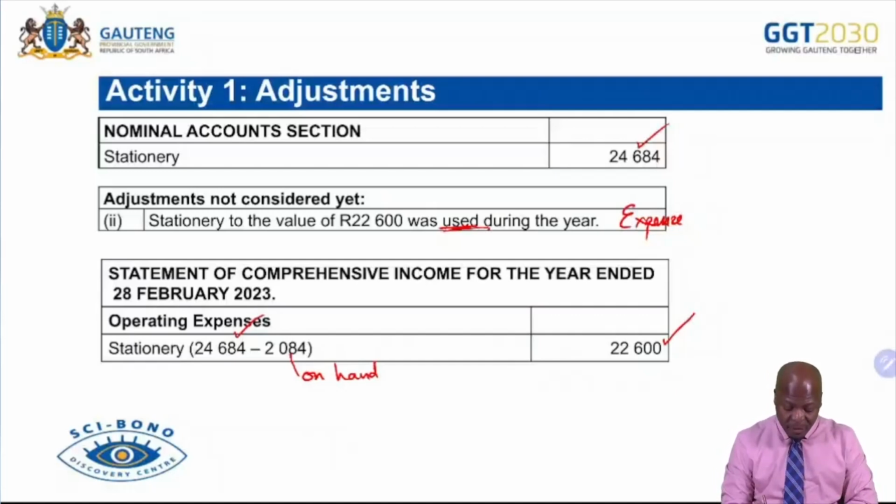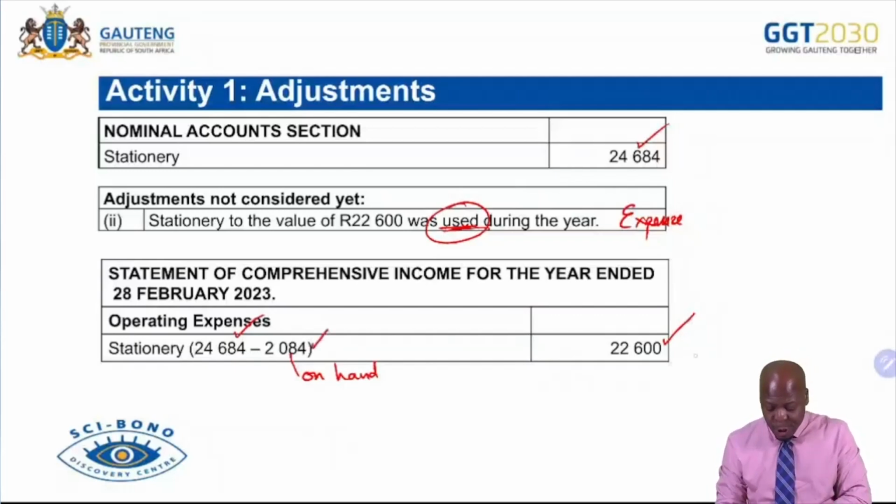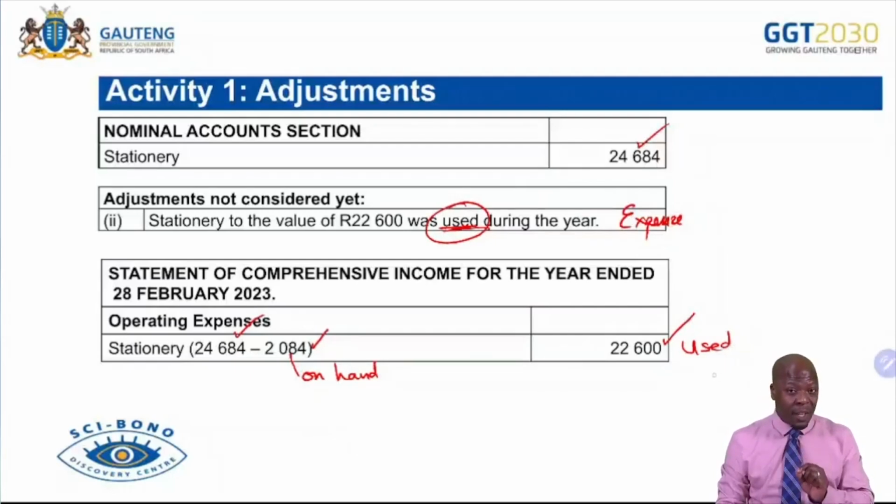All right. So what was the trick in this adjustment? They gave us the used and not the on hand. But in other papers, they can bring you the on hand. Still, you come and you subtract it so that you can get your used. In the last column of the statement of comprehensive income, we record the used. The used. Are we together? All right. Are you ready for the next adjustment? If you're ready, let us go.